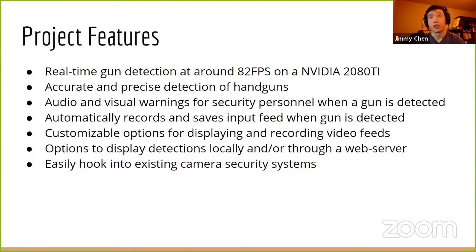So what are our project features? We can achieve real-time gun detection at around 82 frames per second on a standard NVIDIA 2080 Ti. What this means is that you can take probably up to 8 feeds running at 10 frames per second.